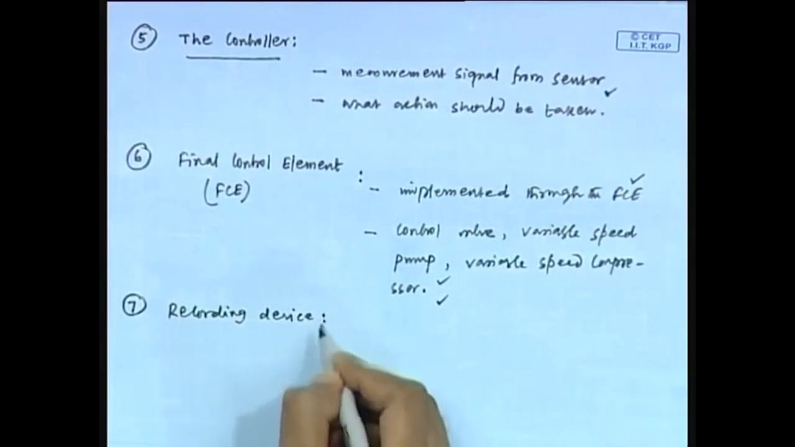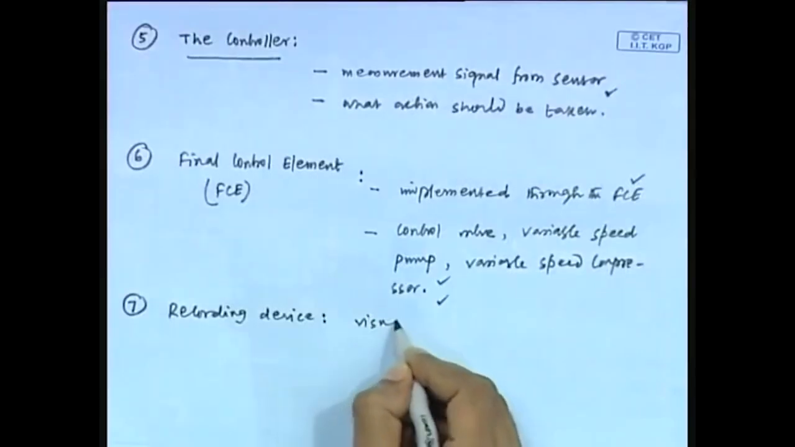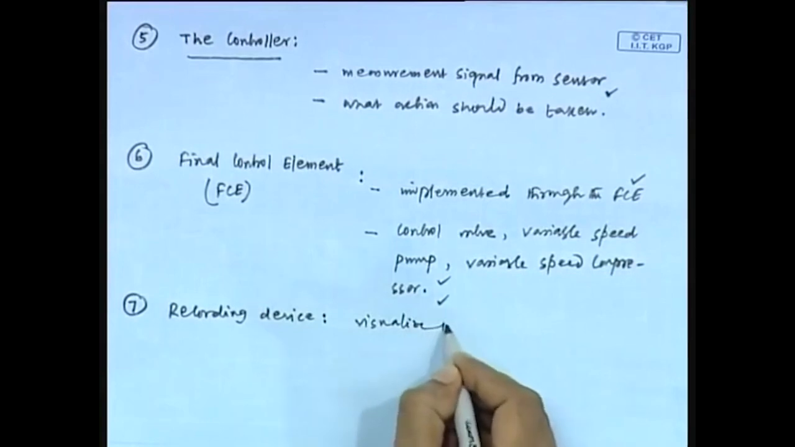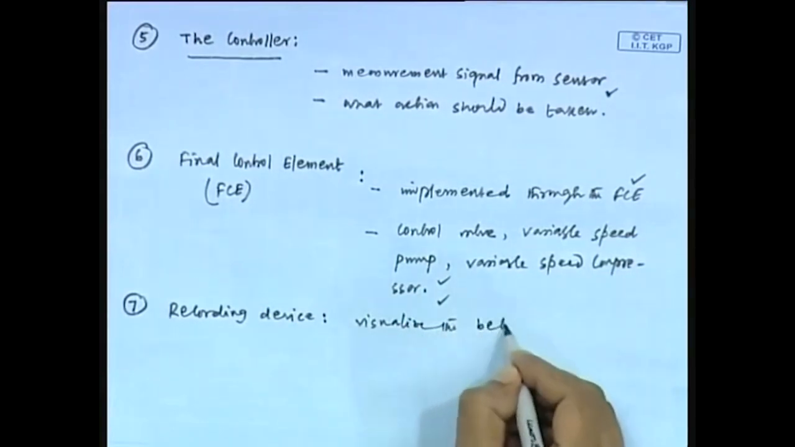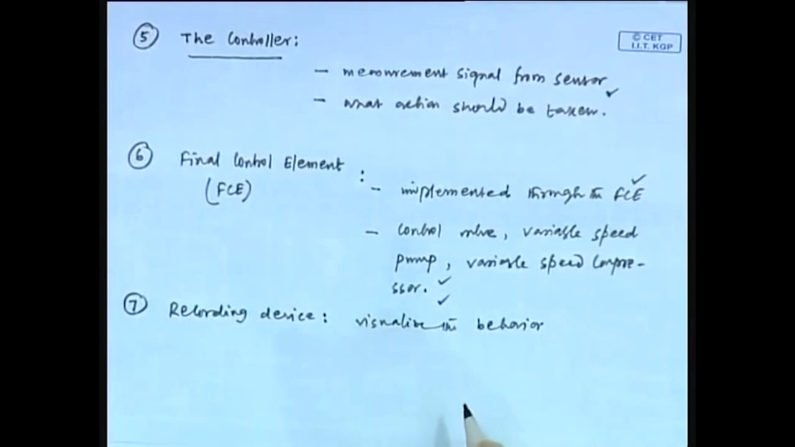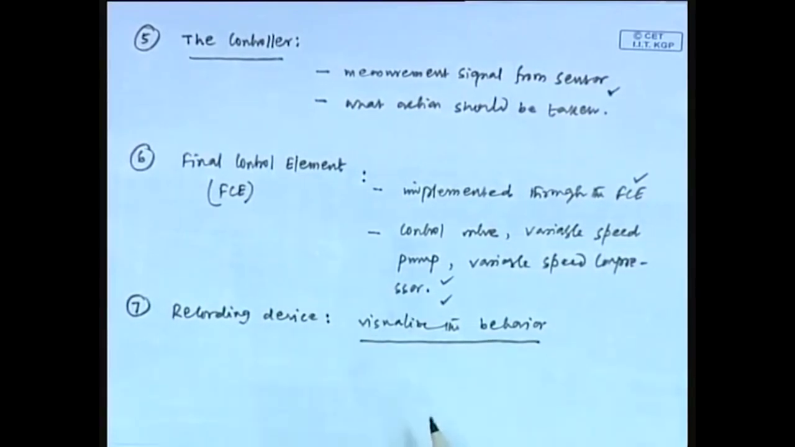Recording device. This is used to visualize the plant behavior through the measurement signals. Fine. If we wish to visualize the plant behavior at different situations, we need one recording device, and that realization we can achieve through the measured values.